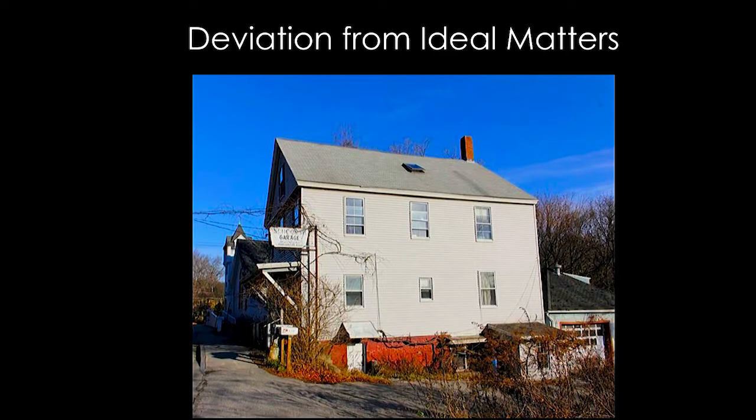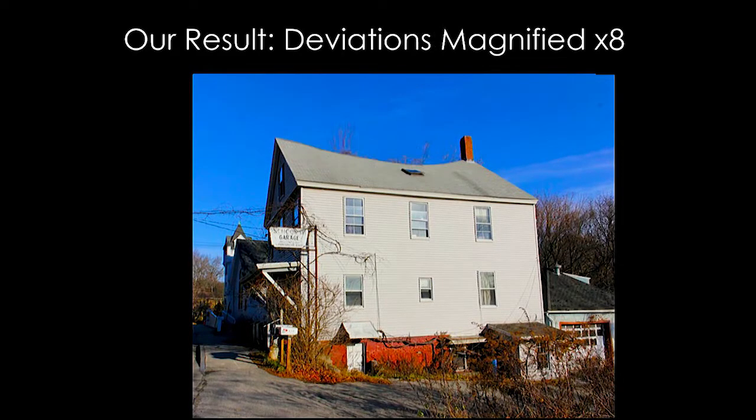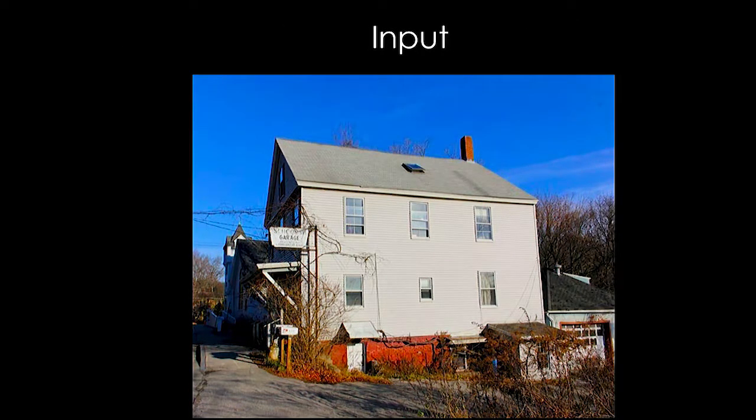Let's assume that I want to buy this house. We all know that the roof should be a straight line, and any subtle deviation from straight might indicate structural problems with the house. What we can do is completely automatically detect very subtle sub-pixel deviations from a perfect form and magnify them. If we magnify them by 8 times, we can reveal that the roof has started to sag, just by having this image as input.